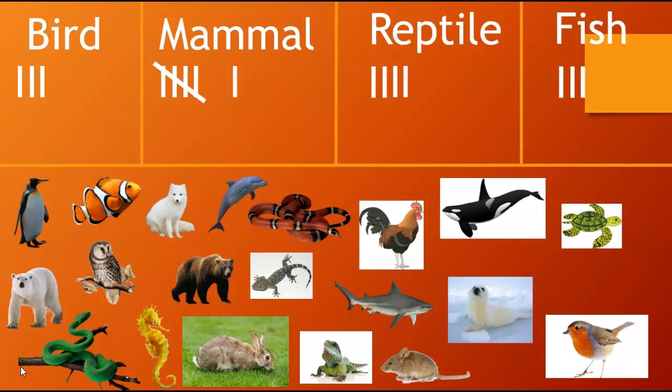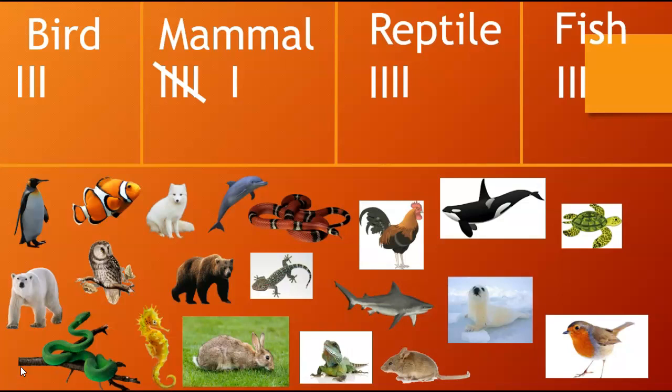Next, we're going to look at this orca whale. A baby orca or calf is born tail first and may weigh about 400 pounds. That's a big baby right there. 400 pounds.